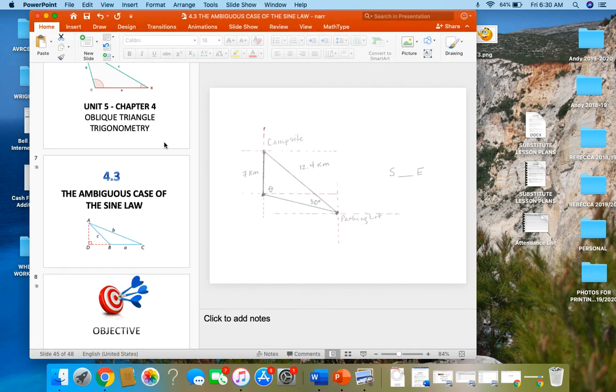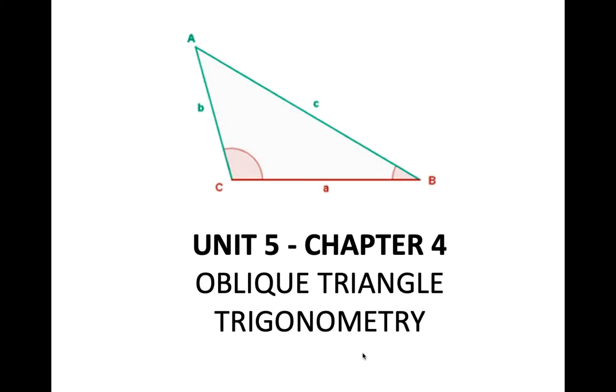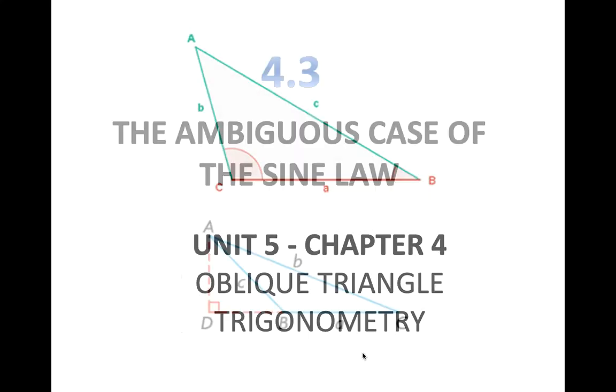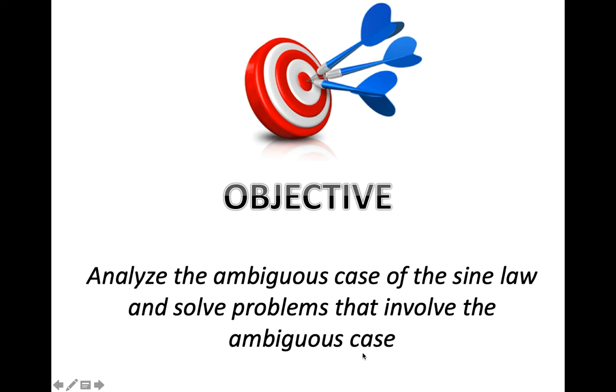What we're looking at is from Unit 5, Chapter 4, where we've been focusing on oblique triangle trigonometry. And we're looking at Section 4.3 in this particular lesson, a very important lesson on the ambiguous case of the sine law.